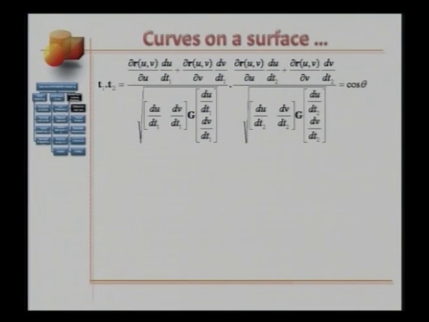Let me copy the previous result here. Now let's say if u is parameter t1 itself and if v is parameter t2 itself, then t1 dotted with t2 is given by r sub u dotted with r sub v over the square root of r sub u dotted with r sub u times the square root of r sub v dotted with r sub v.